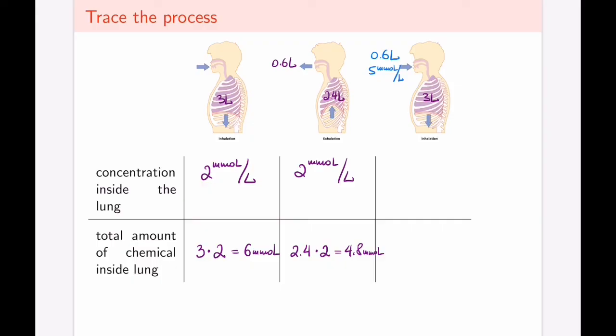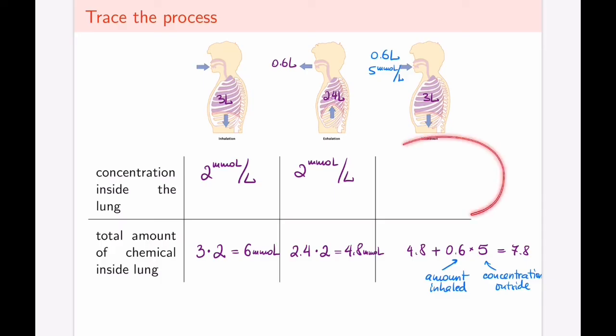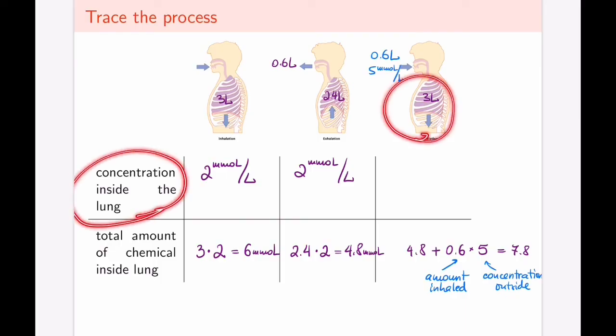So in order for us to calculate the total amount of the chemical inside the lung now, we're going to take our 4.8, which is what's present there now, and we're going to add the amount inhaled, which is 0.6 liters, times the concentration of the outside air. We can, of course, compute this as a number. This, for example, is 7.8. And now we can fill in the last square of this table of ours that we don't know yet. What is the new concentration of the air inside the lung?